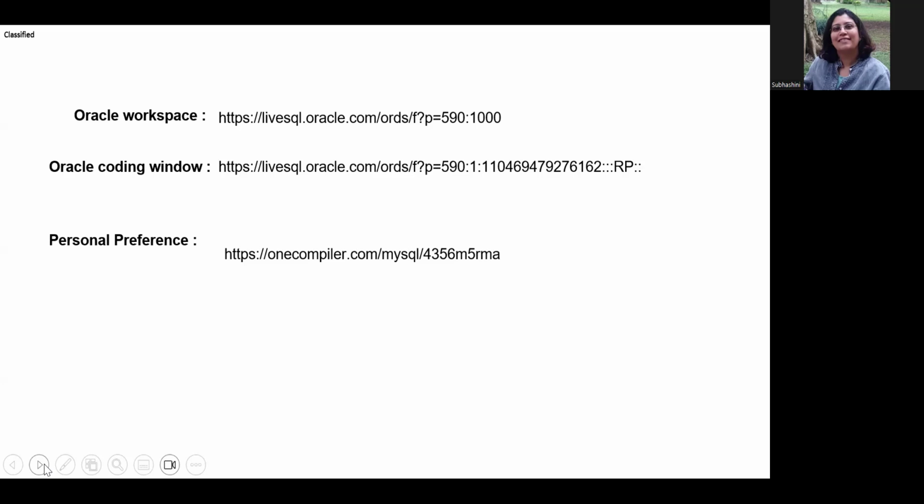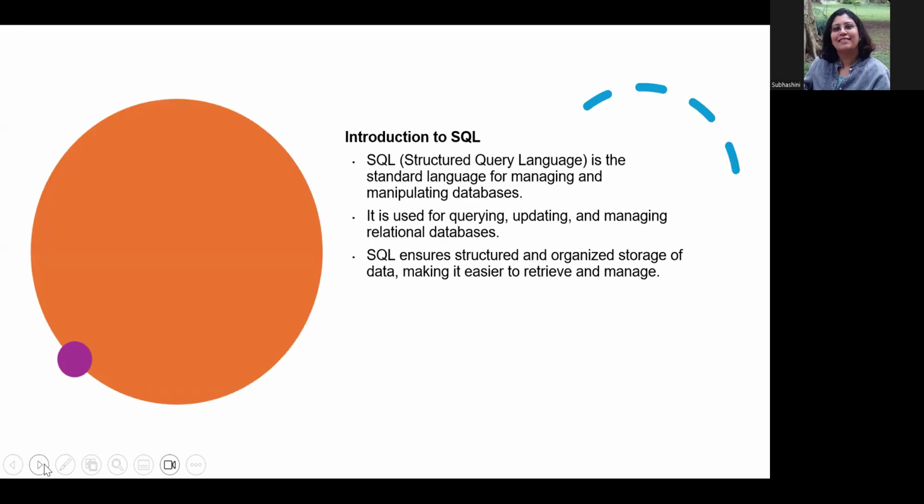Now, of course, Oracle SQL is the best known one, and we can definitely go and download it onto our computer system or work on it online. However, my personal preference is OneCompiler because OneCompiler has multiple types of SQL. So, yes, don't get worried. I'll introduce you to what I'm trying to tell you.